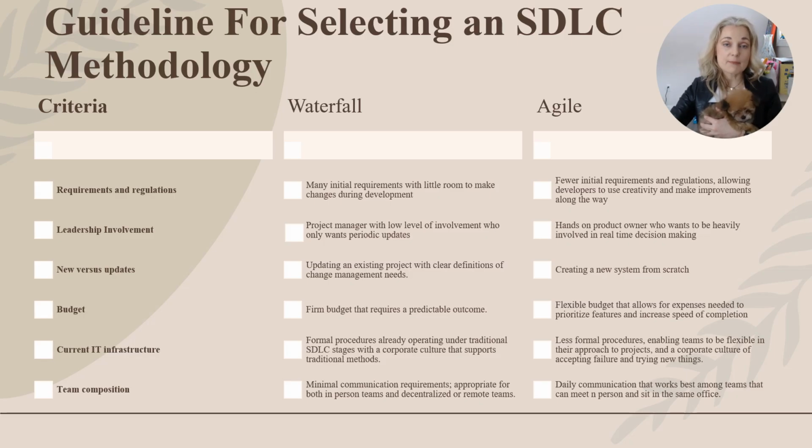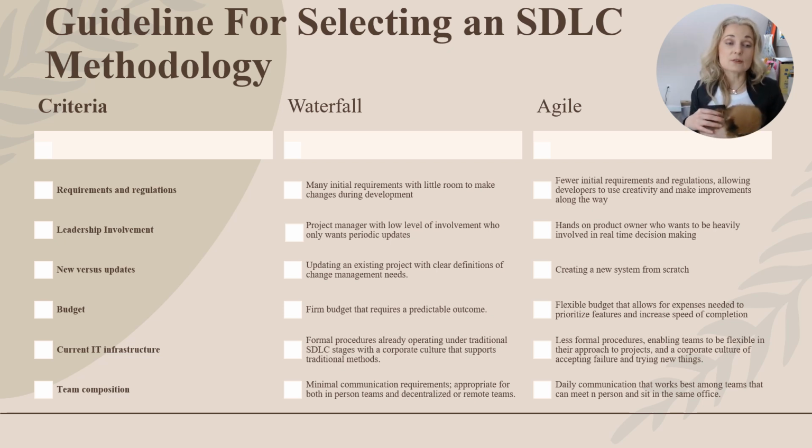Here is a nice table comparing and contrasting the two methodologies. We have criteria and then we have the comparison between the two. So let's go through it. In terms of requirements and regulations, with the waterfall methodology, there are many initial requirements with little room to make changes during development. Whereas with the agile system, we have few initial requirements and regulations, allowing developers to use creativity and improvements along the way. So the project can change and evolve.